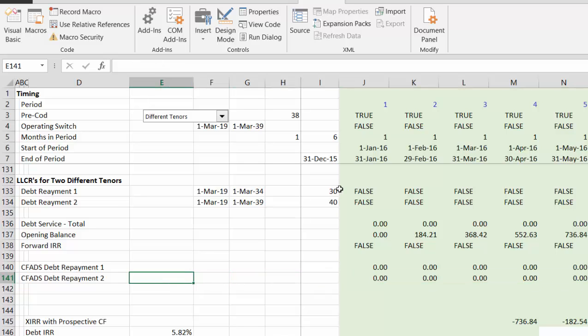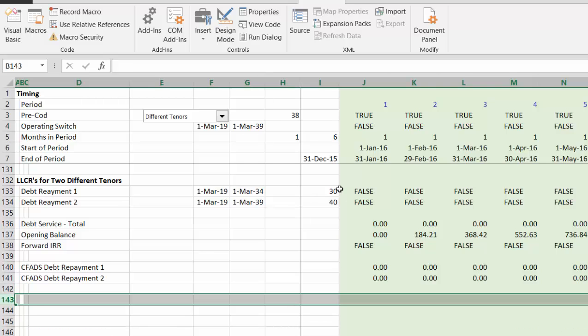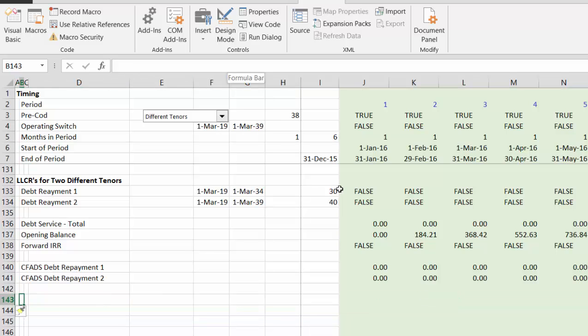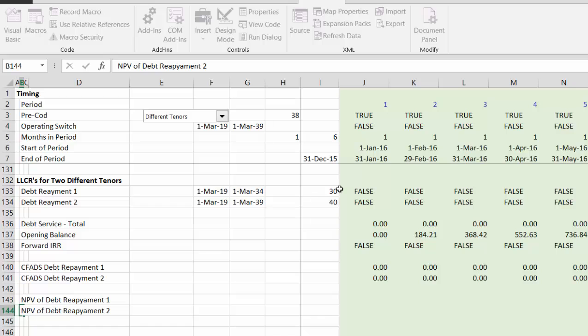Now we can compute the NPV of CFADS. NPV of debt repayment 1. And we'll put the NPV of debt repayment 2 just below. Okay. And the cash flow of CFADS, we'll do the same thing for 2.